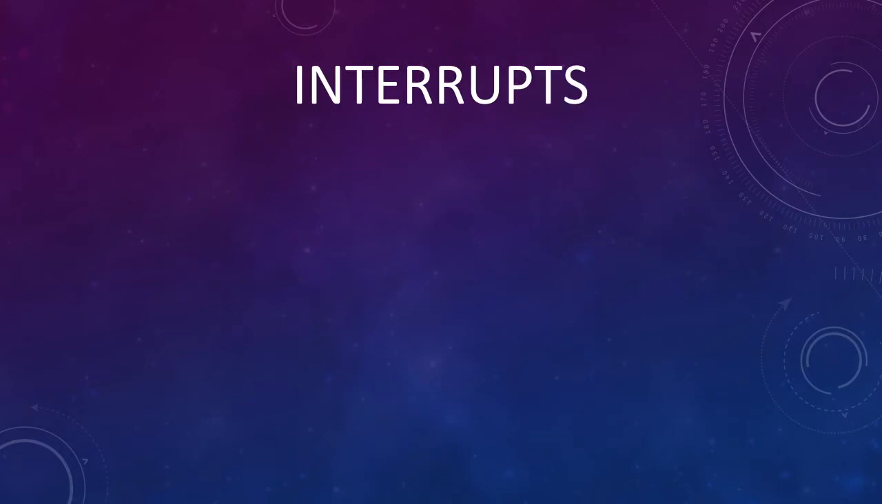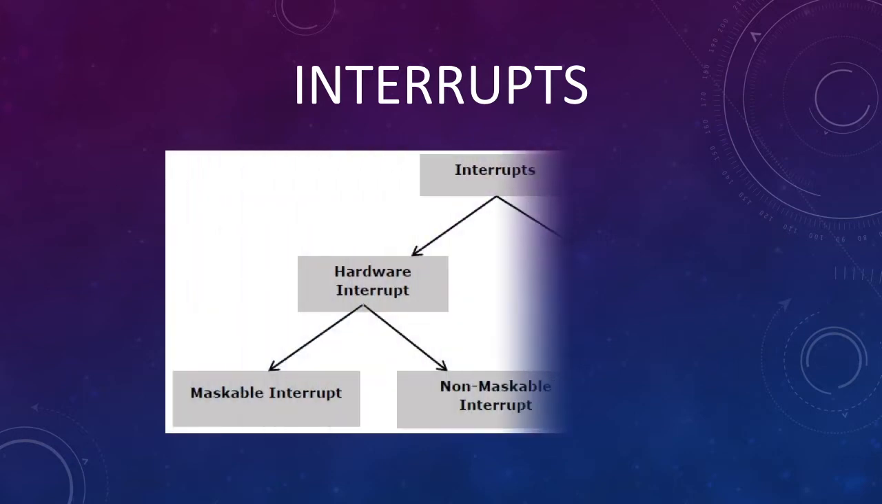Coming to the interrupts of 8086, we have seen the basic architecture and the pin diagram. Interrupt is basically a method of creating a temporary halt during the execution of the program, and it allows peripheral devices to access the microprocessor. The microprocessor responds to the interrupt with an interrupt service routine, which is a short program to instruct the microprocessor on how to handle a particular interrupt.